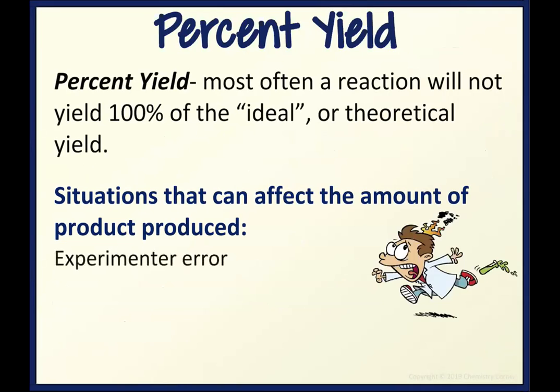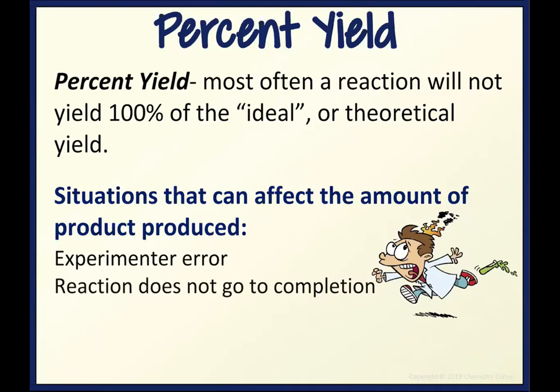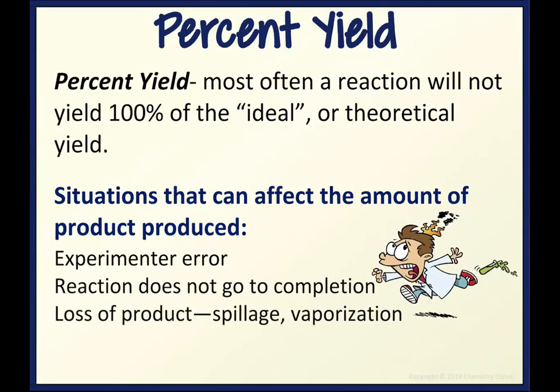experimenter error. So the people who are actually doing the experiment maybe made an error some way. The reaction does not go to completion. So we don't wait all the way to the end and it doesn't really work. Loss of product, maybe something spilled, maybe something evaporated while you were doing it. And the purity of the reactants. So maybe the chemicals that we're starting with aren't completely pure, and so we're not going to get the theoretical yield. So those are some ways that can cause this to happen.